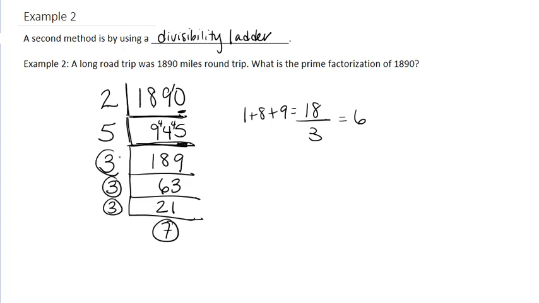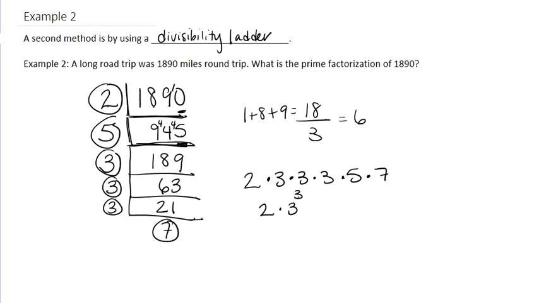Now we have all our prime numbers on the outside. If we multiply all of them out, we have 1 2, and then the 3s: we have 3 3s, 1 5, and 1 7. Let's make this a little bit simpler: 2 times 3 raised to the 3rd power times 5 times 7. And this would be our solution to this problem using the divisibility ladder.